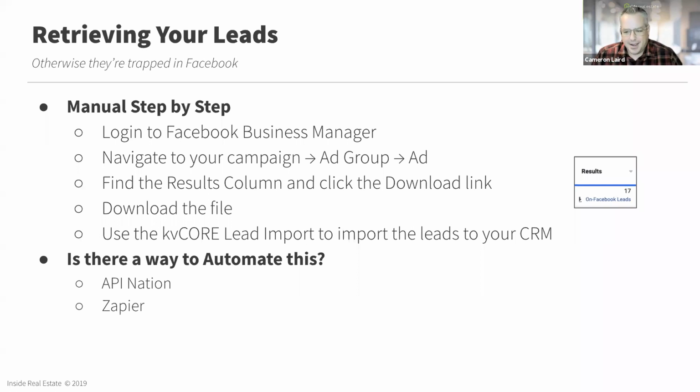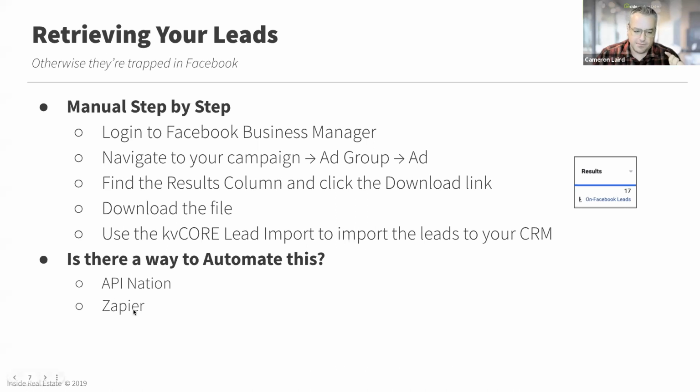But that's really kind of time consuming. You're going to have to do that every day because you're going to get leads every couple of days. You're going to have to worry about duplication. It really is a bit of a hassle to go through and do this manual step by step. So there's actually a couple of easier ways to do this. And this is going to require us to do a little bit of integration between Facebook and kvCORE using one of two tools. One is called API Nation, and I'll show you how to get there in a second. And the other one is to use Zapier.